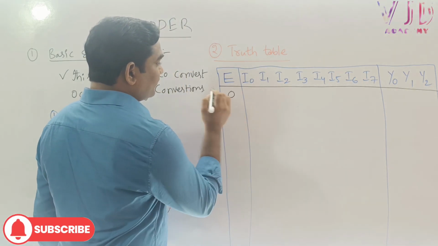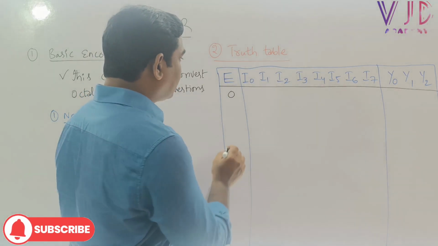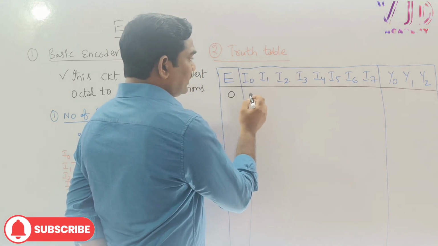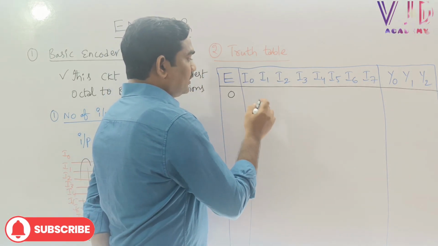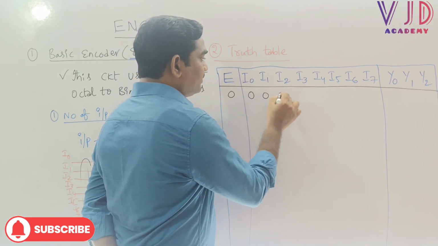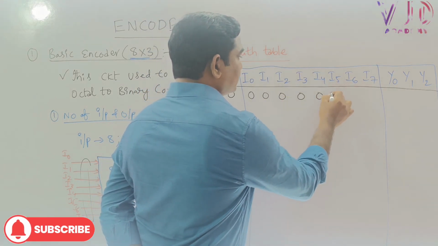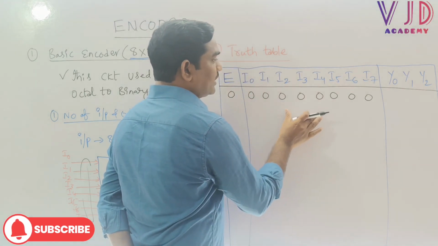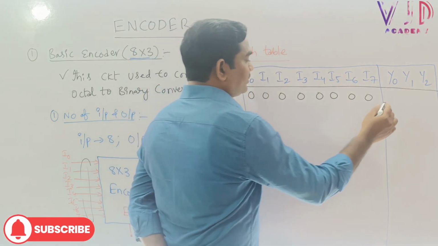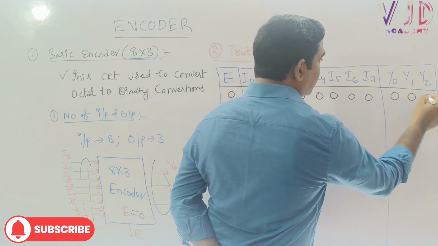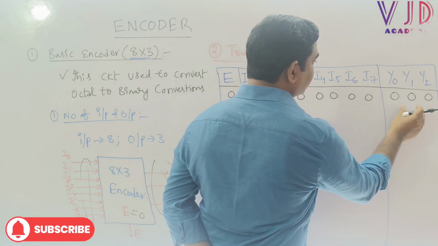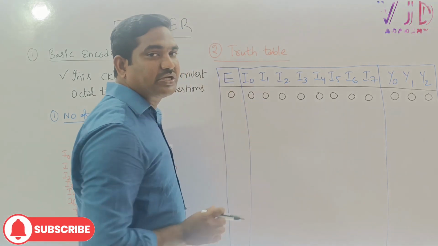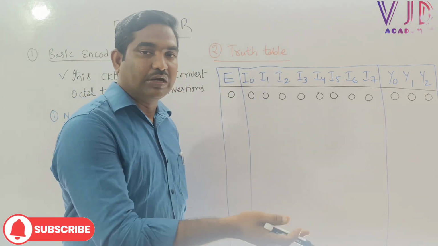Sir, the first thing here, suppose if you enter E equal to 0, what is happening, sir? Even all the inputs data will be 0, because all the inputs data will be 0. Because input data is 0, output data is also 0. Why output data is completely 0? Because input is 0. Why input is 0? Because enable is 0. So that is the sequence to understand.